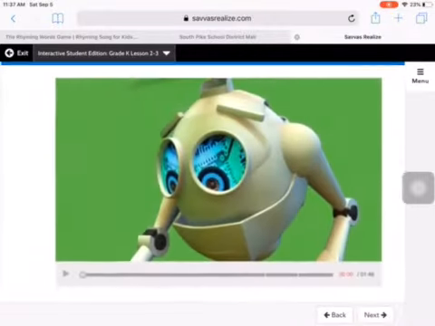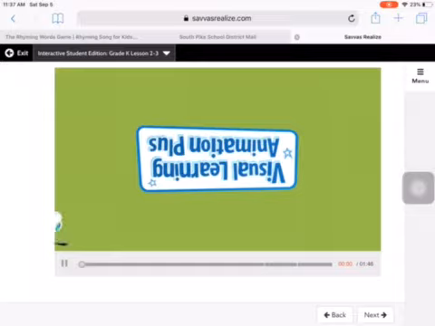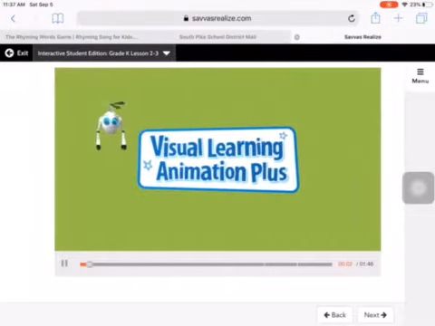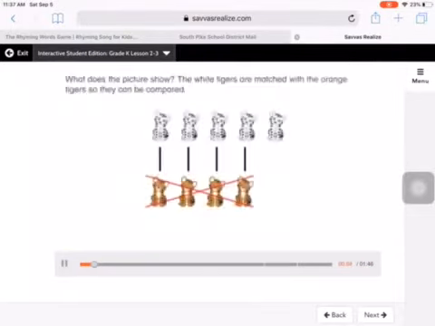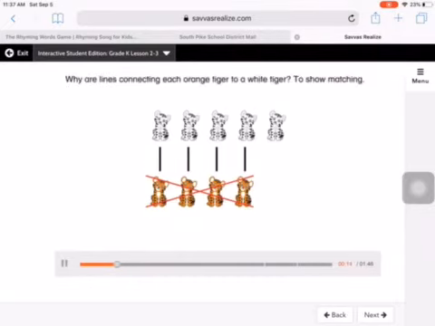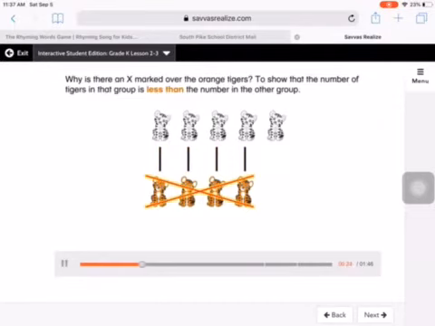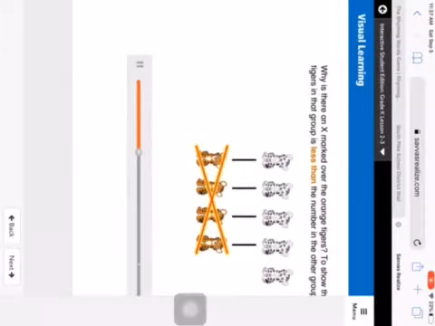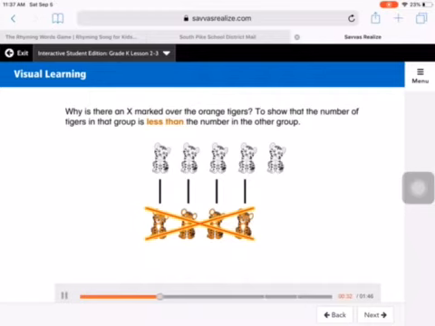All right, let's do our visual learning. What does the picture show? The white tigers are matched with the orange tigers so they can be compared. Why are lines connecting each orange tiger to a white tiger? To show matching. Why is there an X marked over the orange tigers? To show that the number of tigers in that group is less than the number in the other group.